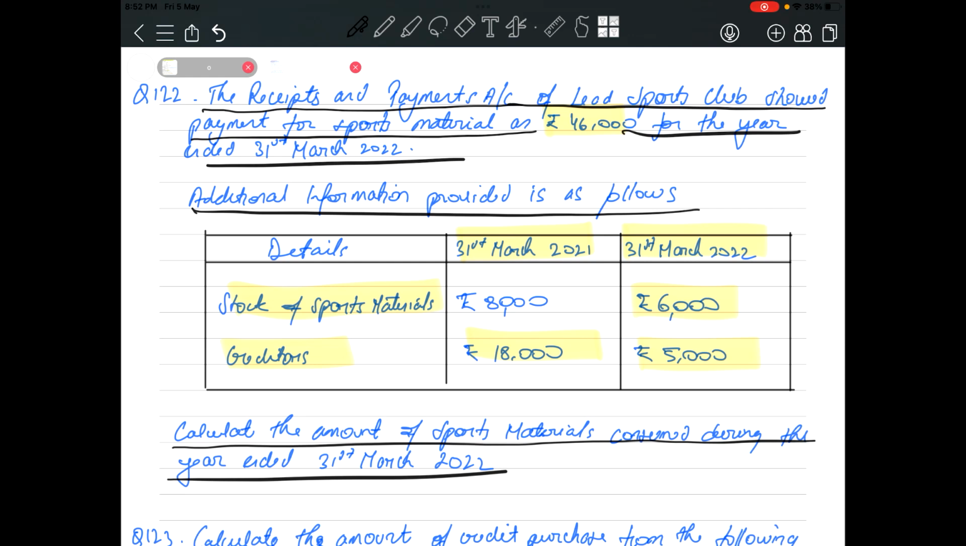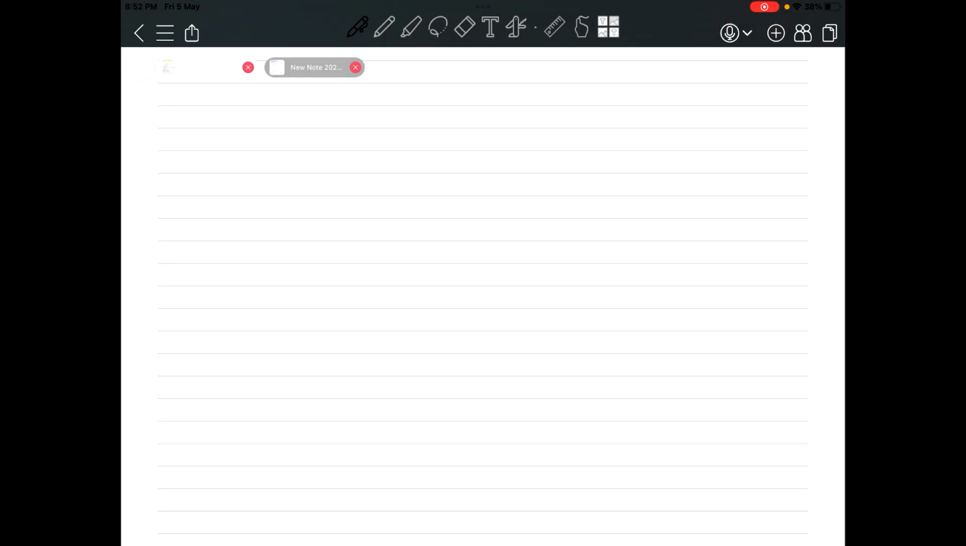Now in this question, details of creditors are given. Creditors from whom we have purchased sports material on credit, and payment has been made to them. What is the amount of payment? 46,000. With this we can find out the value of purchase. So let's see how we will do it.